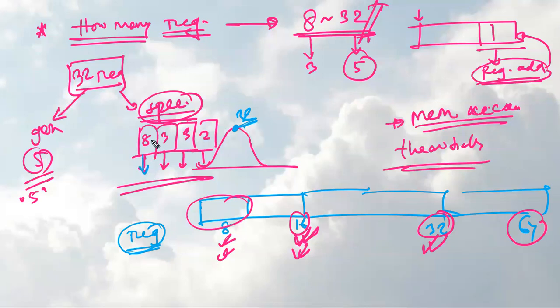So when you have made it specific, for 8 registers, only 3 bits is enough. For 4, 2 bits is enough. For 2, 1 bit is enough. The thing is that when your opcode is specific, then the number of bits inside the address field could be reduced. That is, you are saving bits inside the instruction.